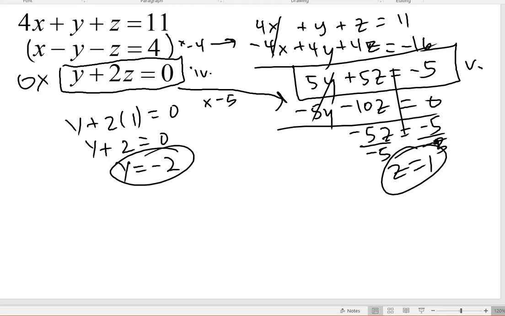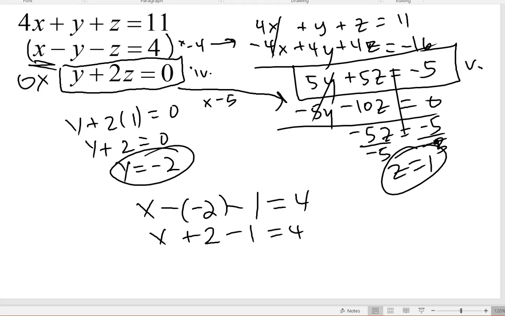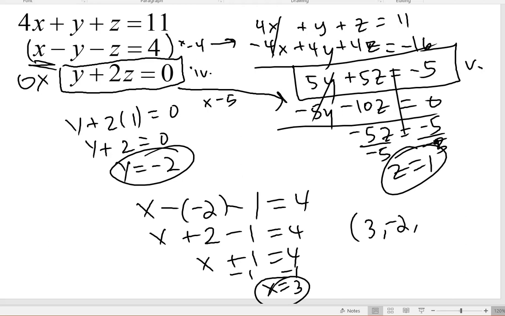Go back to the original equations. I'm going to choose the middle one with a single x and do x minus y minus z equal to 4. X plus 2 minus 1 equals 4. X plus 1 equals 4. How about x equals 3? So what's our answer? Make sure you write that as a point. 3, negative 2, 1.